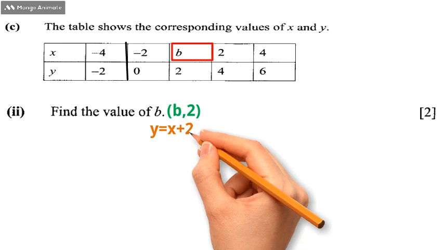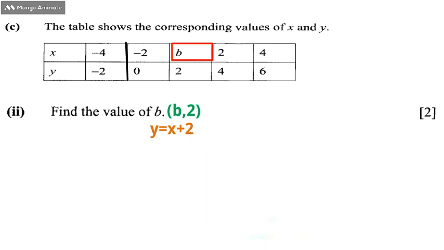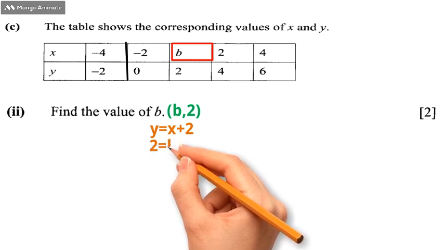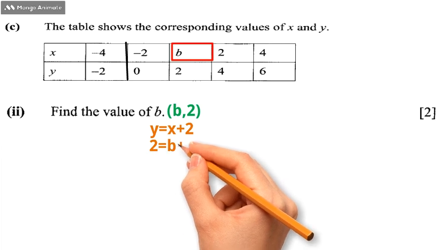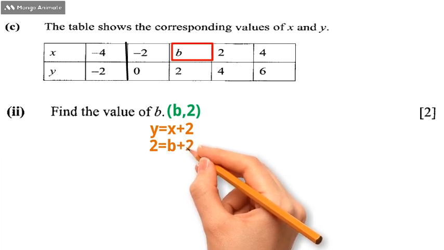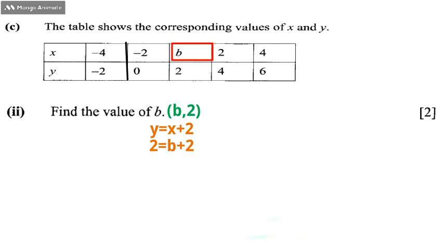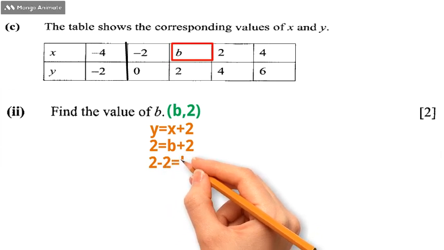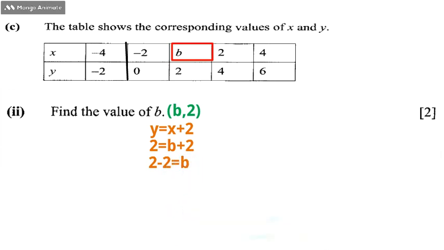Now we replace the value of y and the value of x by getting those values from the coordinate we found. The value of y is 2, so we write 2 is equal to, the value of x is b, so 2 is equal to b plus 2. Next we put like terms together. That means we're going to have 2 minus 2 is equal to b. Then 2 minus 2 will give us 0, which is 0 is equal to b. So the value of b in that table is 0.